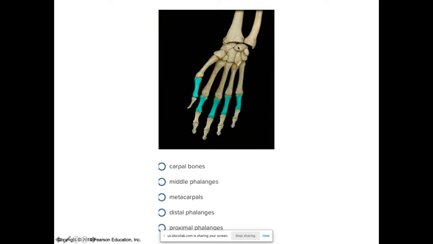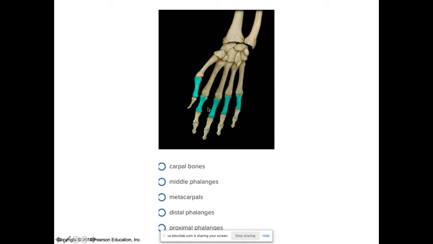In the hand, besides the carpals, what comes after the carpals are metacarpals. What comes after the metacarpals are phalanges. And the phalanges on digits 2, 3, 4, and 5, this is the thumb. So the thumb is digit 1, digit 2, 3, 4, 5. So digits 2, 3, 4, and 5 have a proximal, a middle, and a distal phalange.